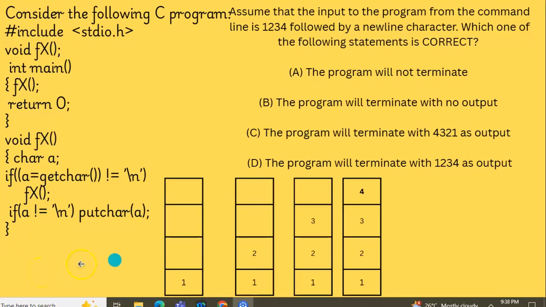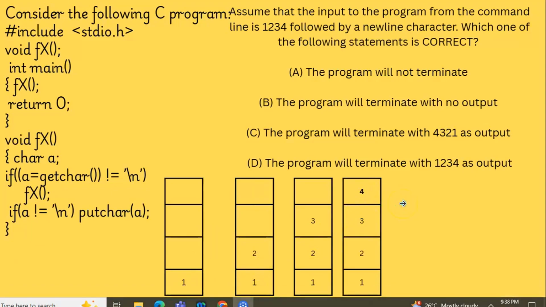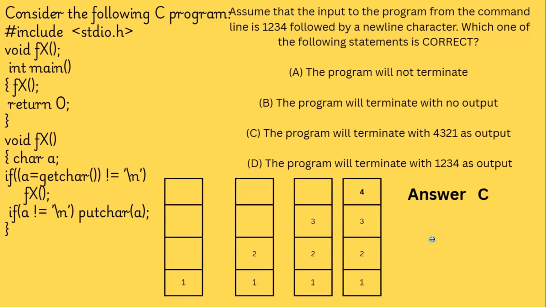In a nutshell, when the control is transferred from the calling function to the called function, it will use the stack to store the values. In reverse, when the control is transferred from the called function to the calling function, it will retrieve the values. That is, in stack jargon, we are popping the values based on the principle of last in first out. So we are taking 4, 3, 2, 1. So the answer is option C.